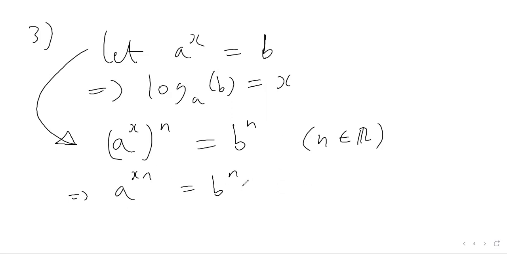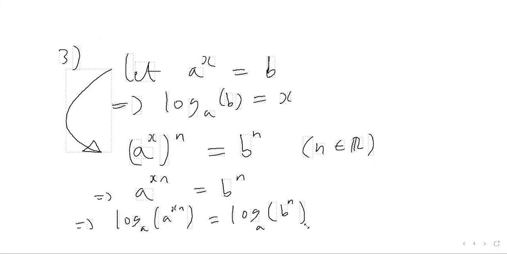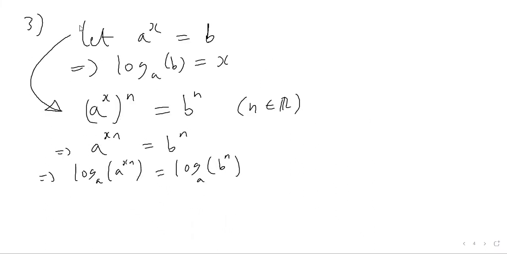Now I'm going to take a logarithm of base a on both sides again. So log base a on that side, and log base a on that side, b to the n there. If we do this, on the left-hand side, what power do we need to raise a by to obtain a to the power of x times n? Well, that's just going to be x times n, because the logarithm of base a is the inverse function of the exponential of base a. So we just get the variable x times n there.